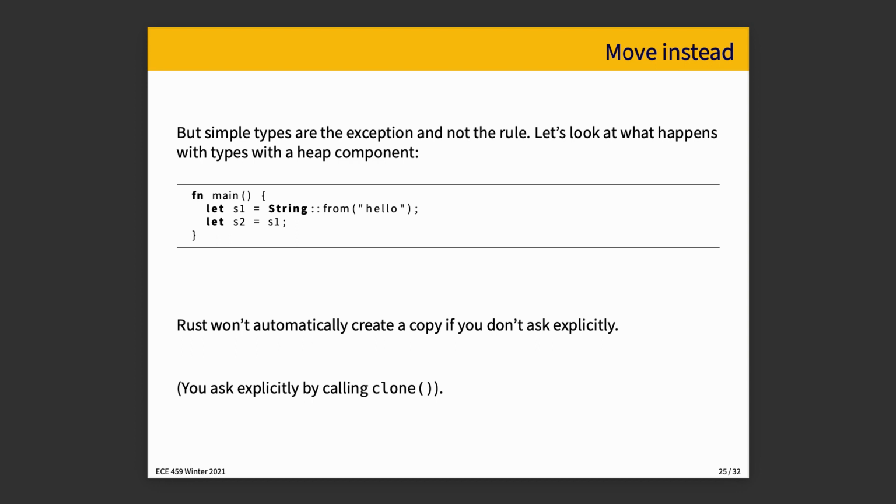This is important to be explicit about. The kind of thing that we see here, let s1 equal string from hello and let s2 equal s1, is something that students frequently get wrong in ECE 252. They cast a pointer to another type because they got a void pointer as an argument, and now they're casting it to an int pointer. No new heap memory was allocated. We have two pointers pointing to the same thing. That is not what happens in Rust. We do not want that behavior anyway.